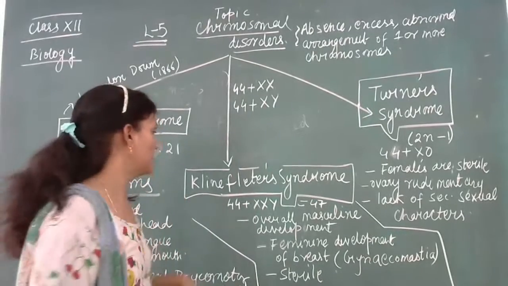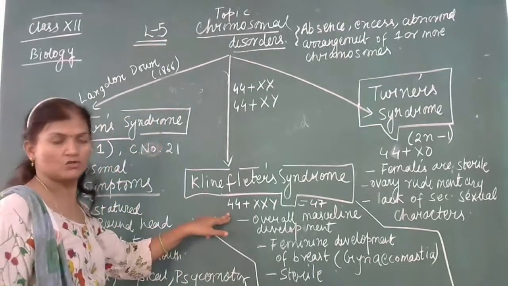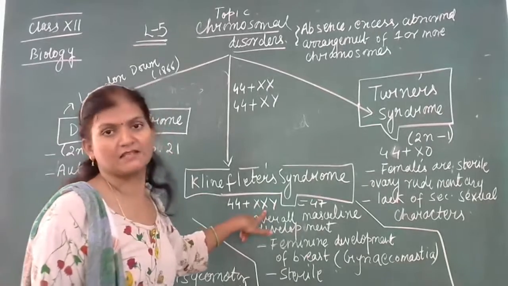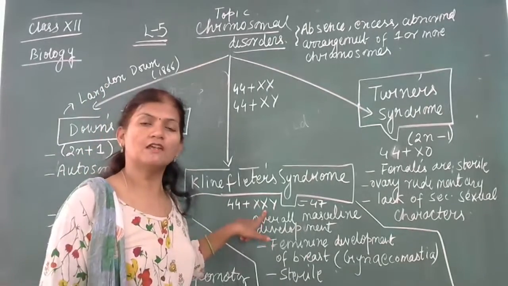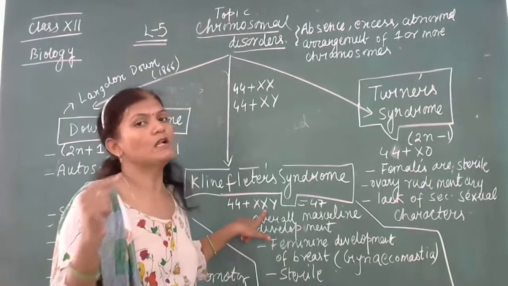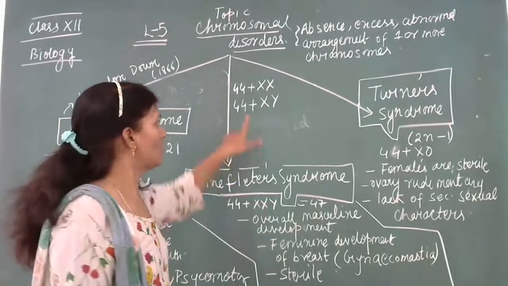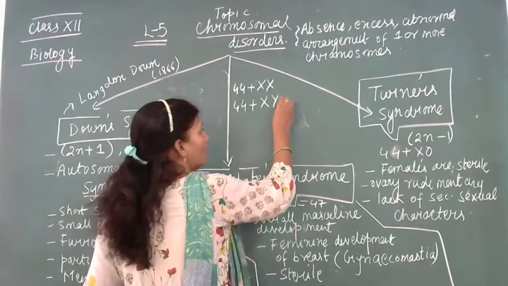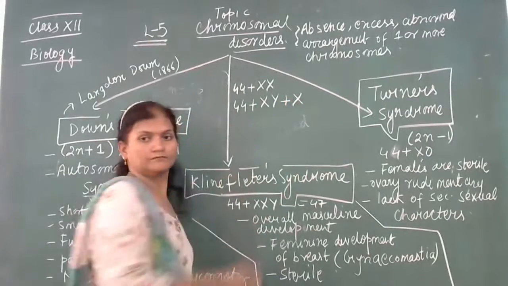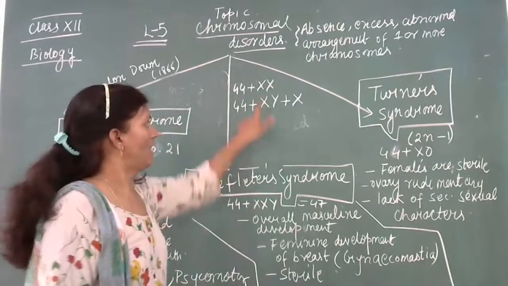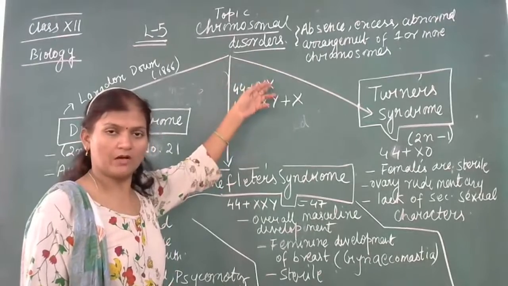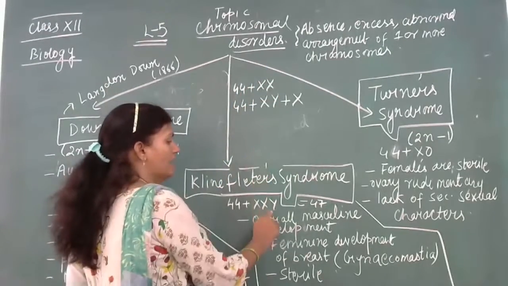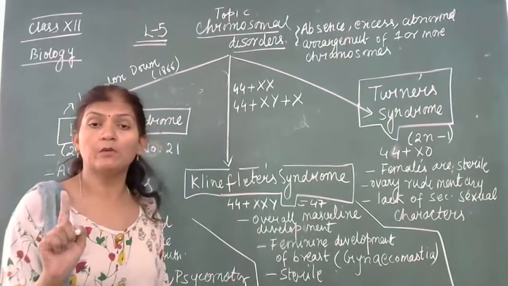Now, students, what happens in Klinefelter syndrome? One extra X comes. Therefore, it is a sex chromosomal disorder. So here it means XXY. Therefore, we will add one X here. Okay, and we'll rub the former one. Because if Y is here, it means the person will be what?